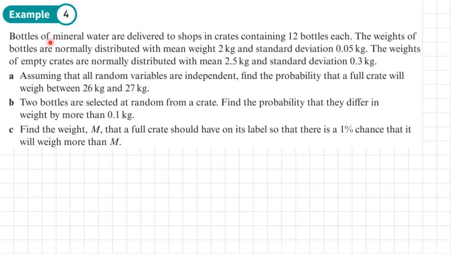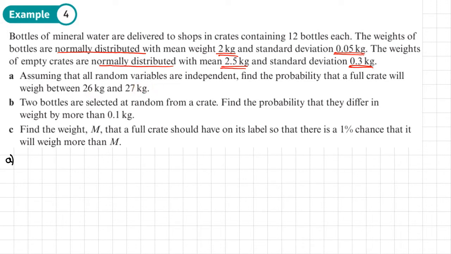Example 4. Bottles of mineral water are delivered to shops in crates of 12 bottles each. The weights of bottles are normally distributed with a mean weight of 2 kg, so just underline that, and a standard deviation of 0.05 kg. The weights of the empty crates are normally distributed, and so are the weights of the bottles, with a mean weight of 2.5 and a standard deviation of 0.3 kg. Assuming that all random variables are independent, find the probability that a full crate will weigh between 26 and 27 kg.